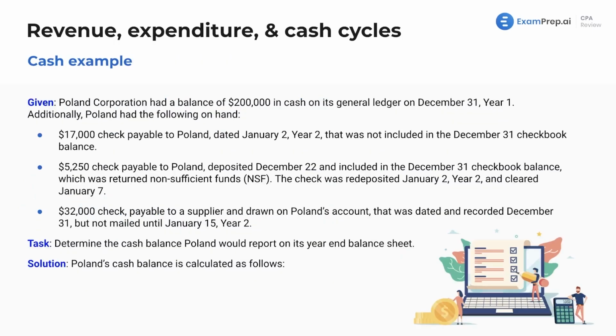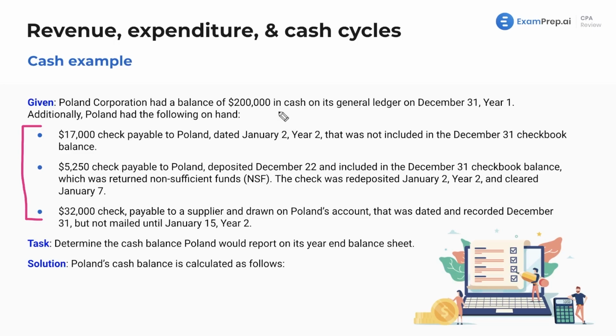Here is a nice little example that we could see. Like I said, this is something that I've seen on FAR and something I have seen on audit. So making sure we're familiar with this here. Poland Corporation had a balance of $200,000 in cash on its general ledger at the end of the year. And additionally, we have these reconciling items.